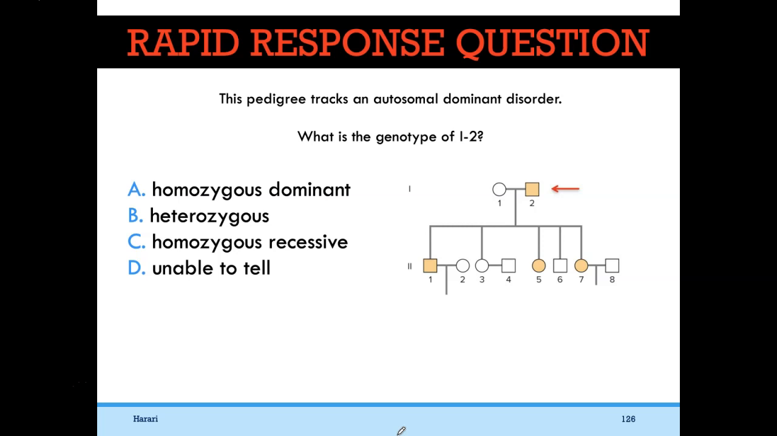So we know this person must be heterozygous, because if it were homozygous dominant, that means all of the children would have been affected. But we see here, out of 5 children, only 3 were affected, which means the person must have been heterozygous.